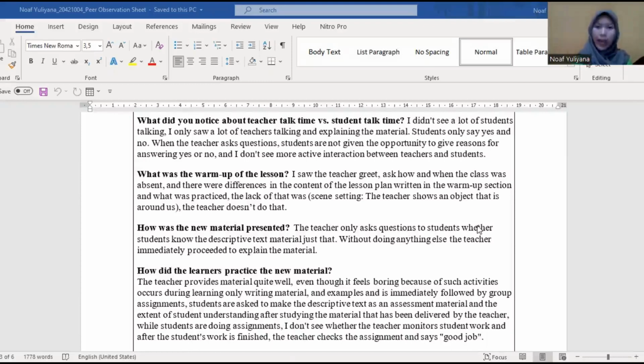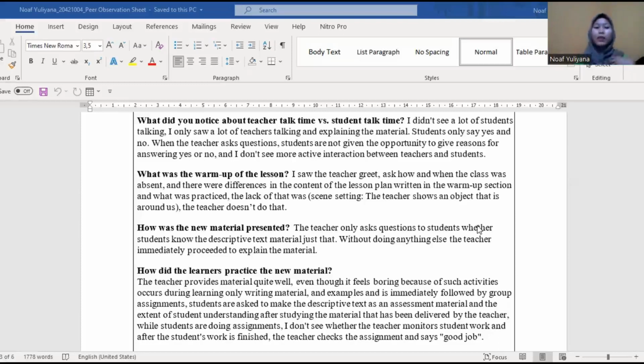Well, and the next point, what was the warm up of the lesson? I saw the teacher greet and check who was absent, and there was a difference from the content of the lesson plan written in the warm-up section. And what was practiced? The lack of it is scene setting. The teacher did not show an object that is around us.